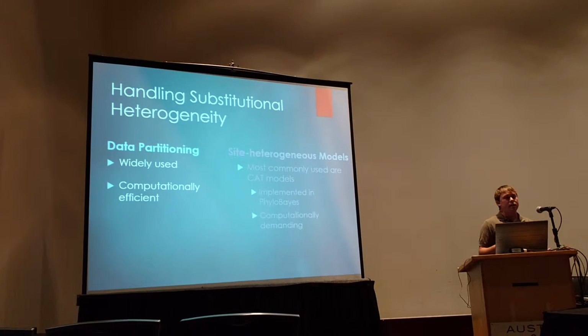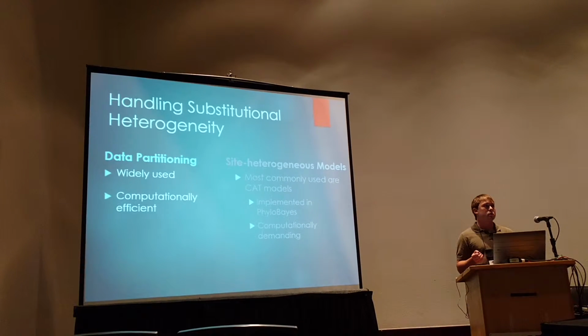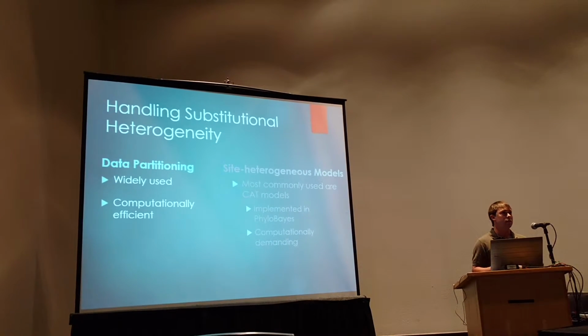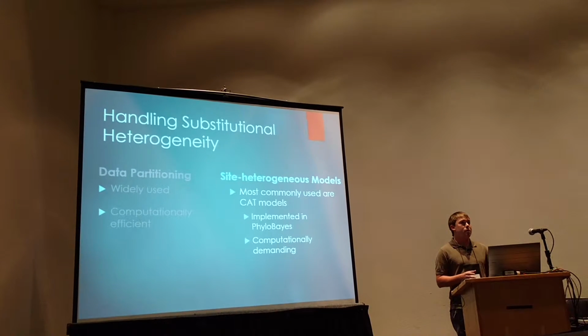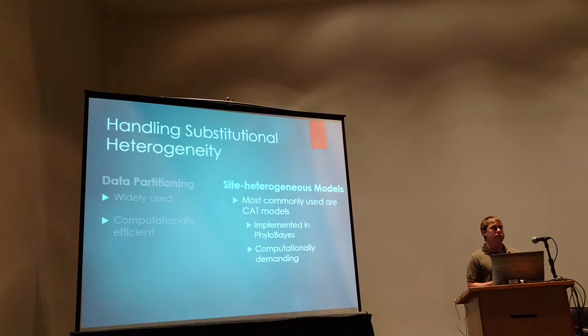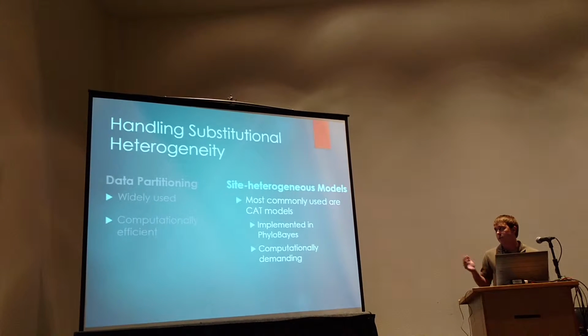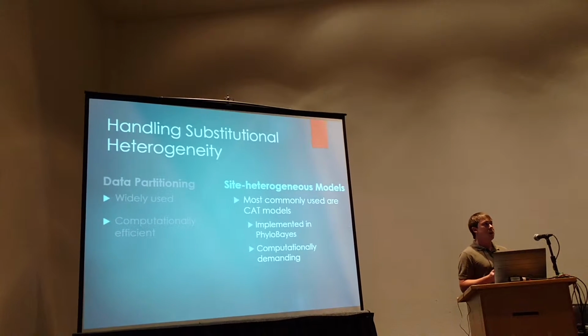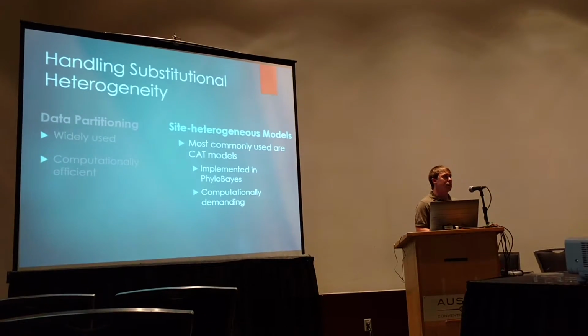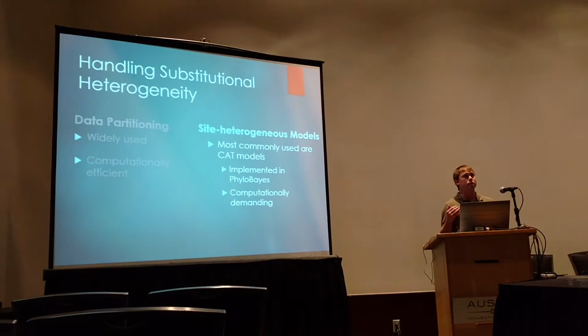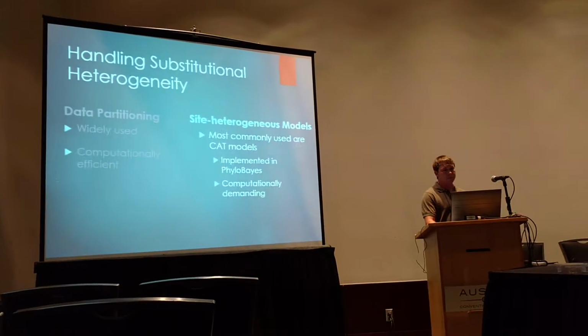So, given an introduction to these methods, data partitioning is widely used. It's relatively computationally efficient. Site heterogeneous models, I'm going to be focusing on the CAT models that are implemented in a Bayesian framework in PhyloBayes. The reason I'm going to be focusing on these is because they are by far the most commonly used site heterogeneous models. These are very computationally demanding, notoriously so, where they don't typically converge on very large data sets.